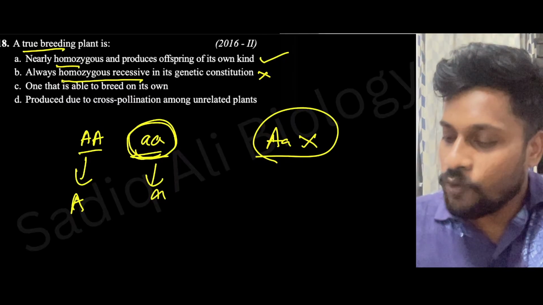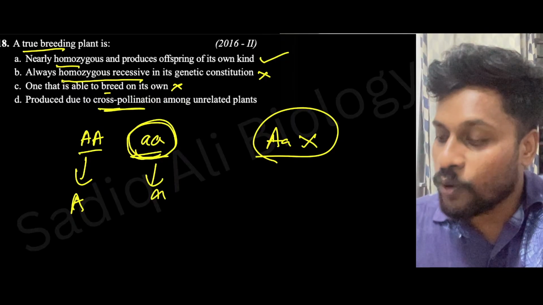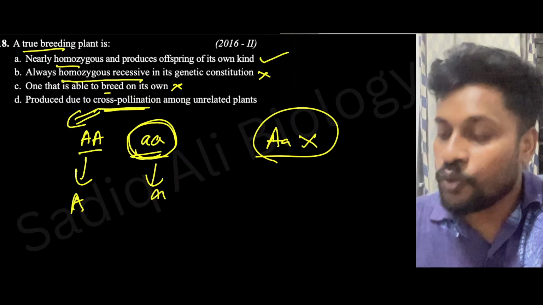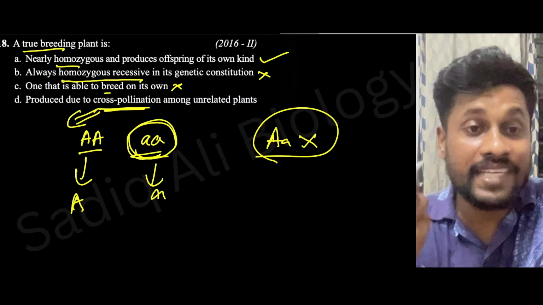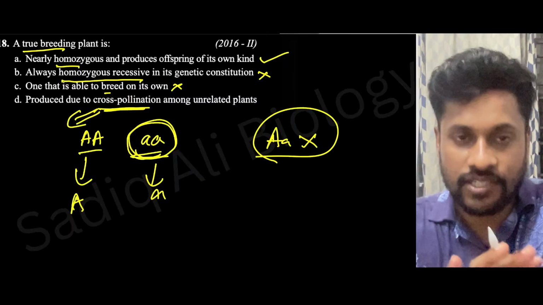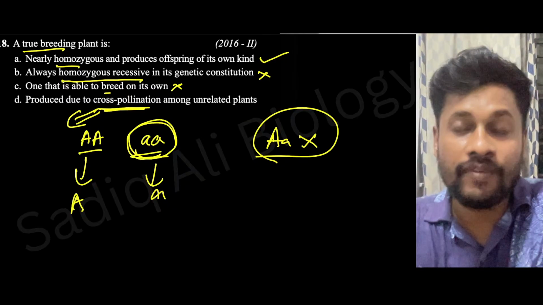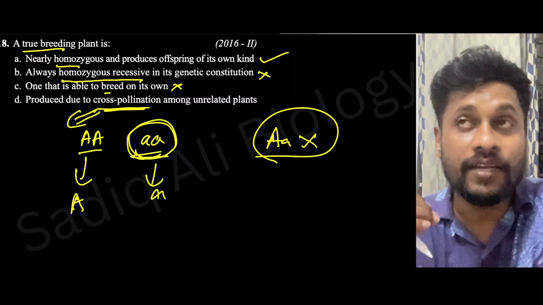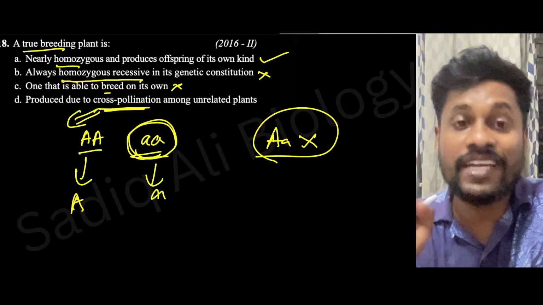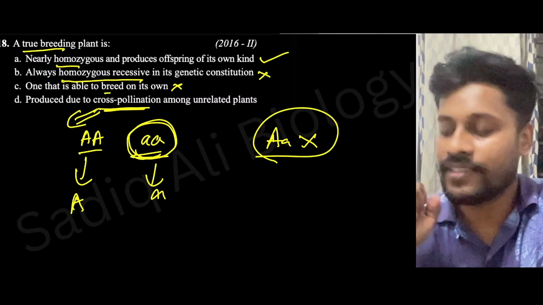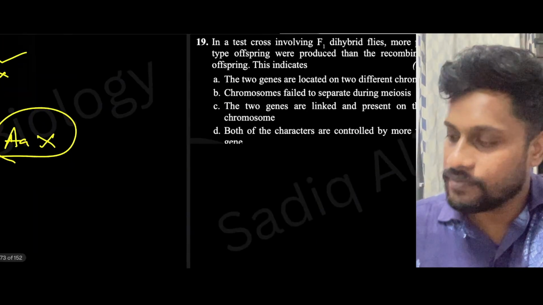So B is wrong. One that is able to breed on its own, no. Produced due to cross pollination, no. True breeding will be produced by self-pollination, not cross-pollination. That's why we say continuous self-pollination will give true breeding. But if it goes on too long, it leads to a condition called inbreeding depression, right? Yes. So option A will be the answer.